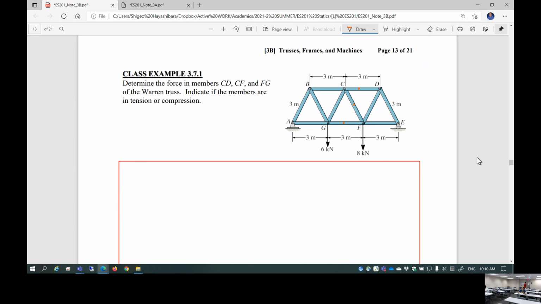So I think the first thing I want to do is find the support reactions in this case. Obviously this is the pinned support, so 2 support reactions show up: support reaction AX and support reaction AY. Here is a support reaction EY.